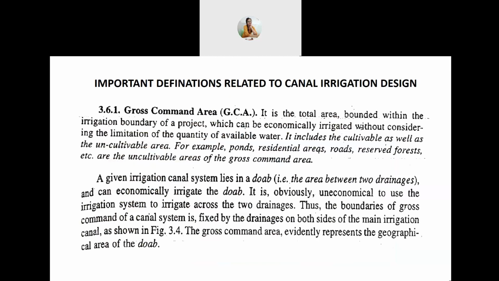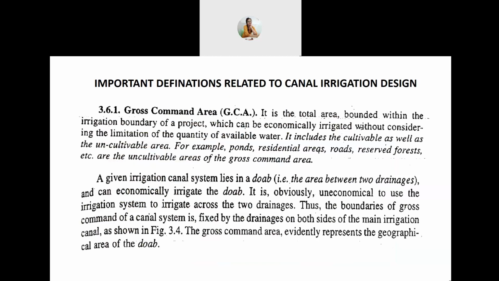First one is Gross Common Area, GCA. So what is gross common area? It is the total area bounded within the irrigation boundary of a project which can be economically irrigated without considering the limitation of the quantity of available water. It includes the cultivable as well as the uncultivable area. For example, ponds, residential areas, roads, reserve forests, etc. are the uncultivable areas of the gross common area.